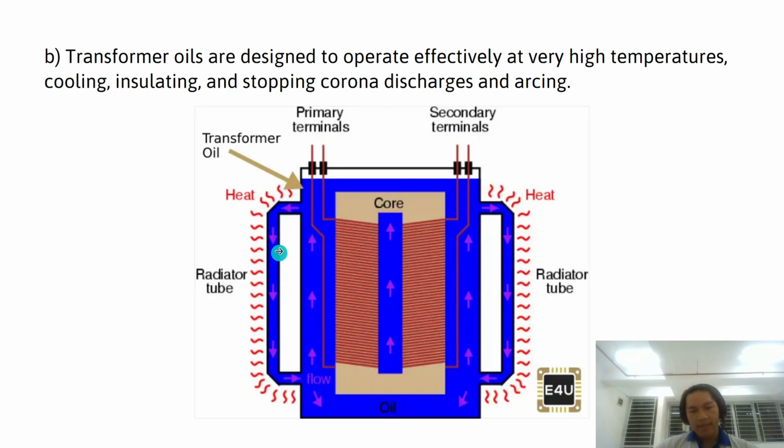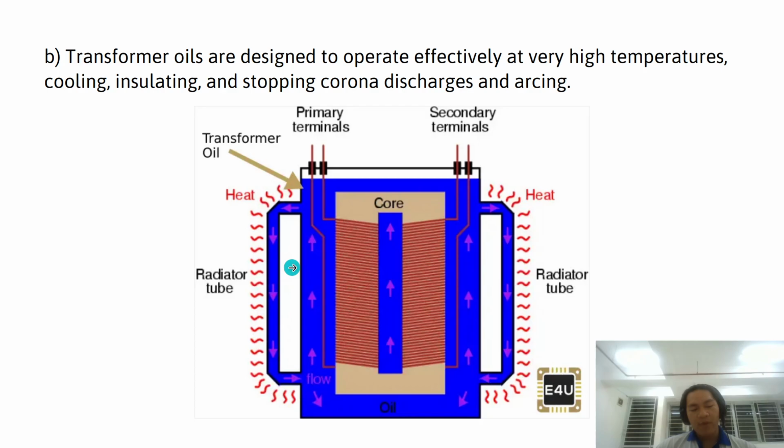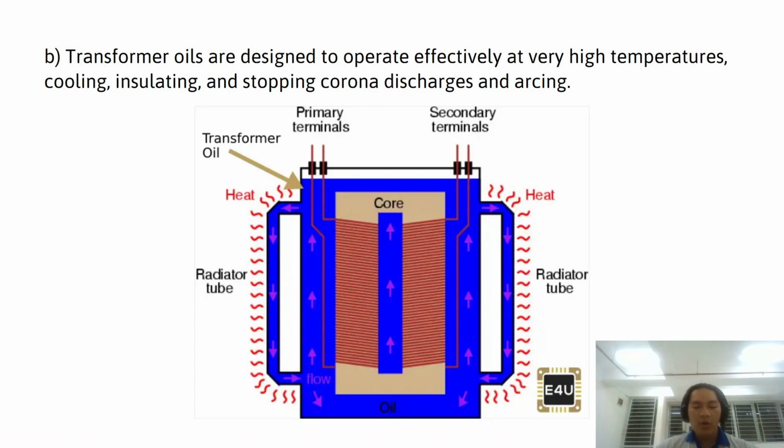This direction right here. And then it will flow back into the bottom of the transformer tank where it absorbs more heat again. Right here. This natural convection cycle will keep repeating, continuously removing heat and maintaining the transformer temperature within safe limits.